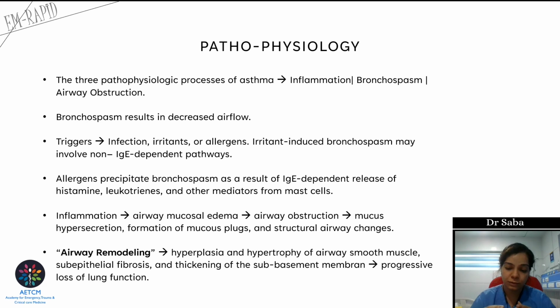So the bronchial smooth muscles, when they are repeatedly exposed to all the triggers, the irritants, then in that case, the bronchial smooth muscles will undergo hypertrophy and hyperplasia, which is called airway remodeling.